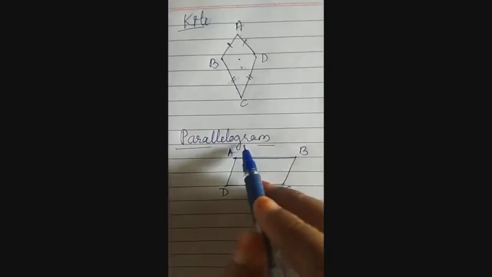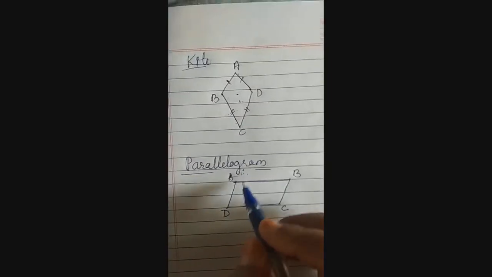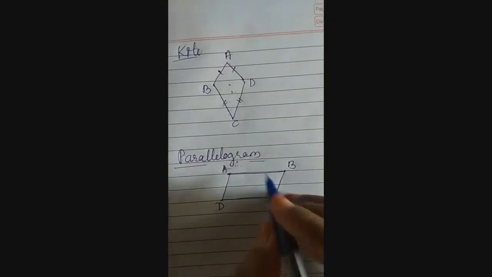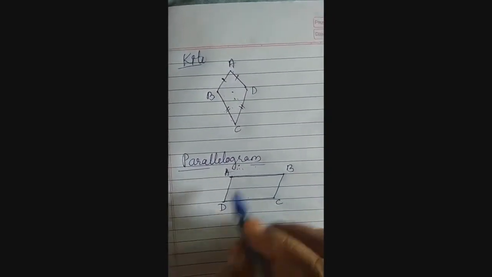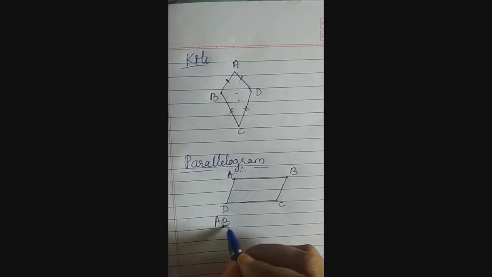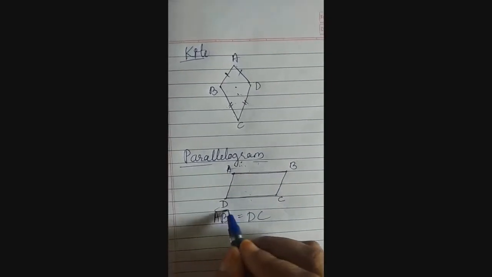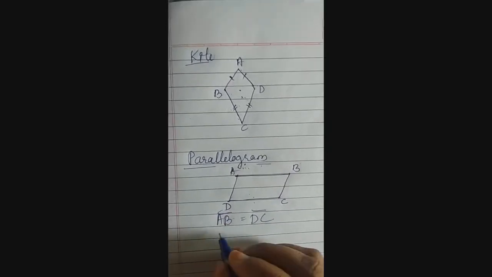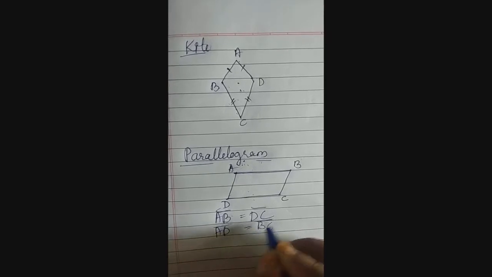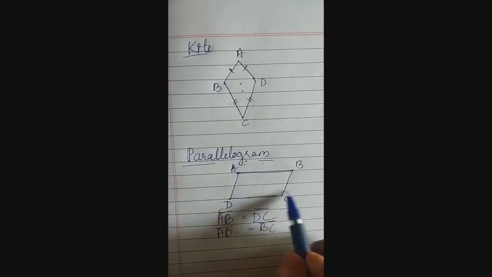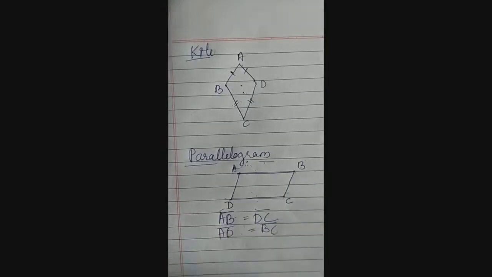Next one, parallelogram. A parallelogram is a quadrilateral. As the name suggests, it has something to do with parallel lines. So here AB is equal to DC, and AD is equal to BC. This is a parallelogram.